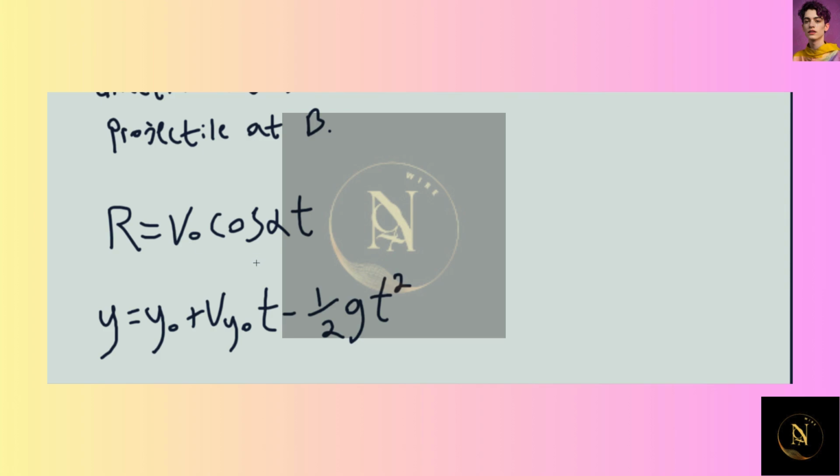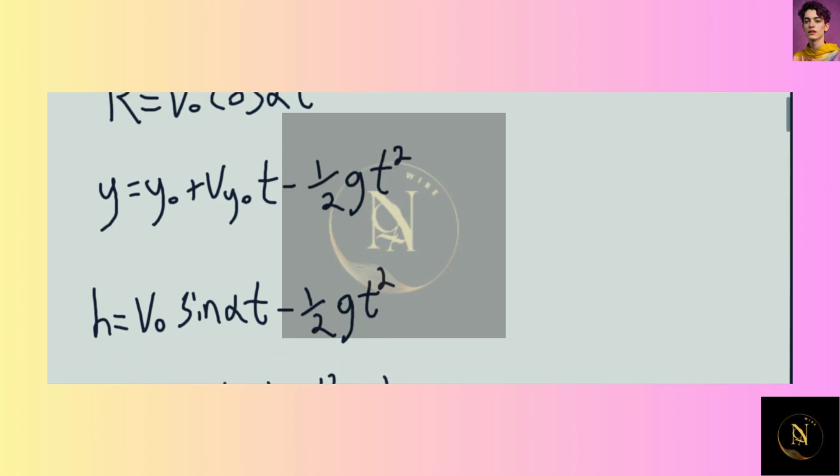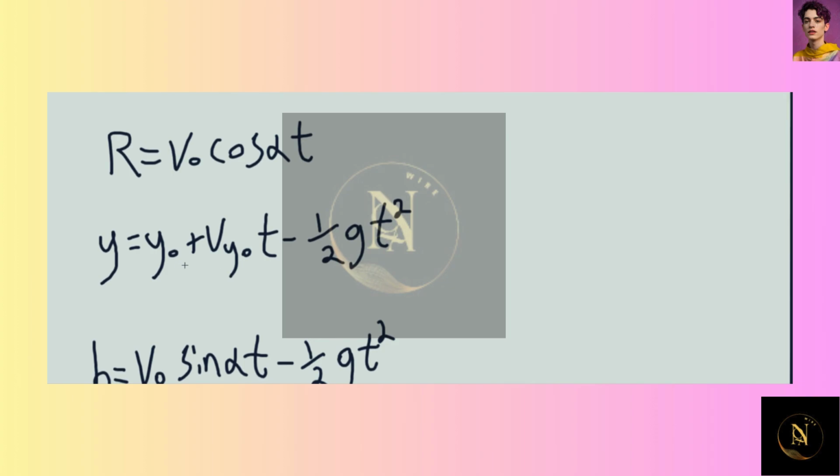Okay, so then we are going to calculate the vertical distance from A to B. So we get y is equal to y naught plus v sub y naught t minus 1/2 times g times t squared, where y naught is the initial vertical displacement, v sub y naught is the initial velocity along the vertical direction, and g is just the acceleration due to gravity.